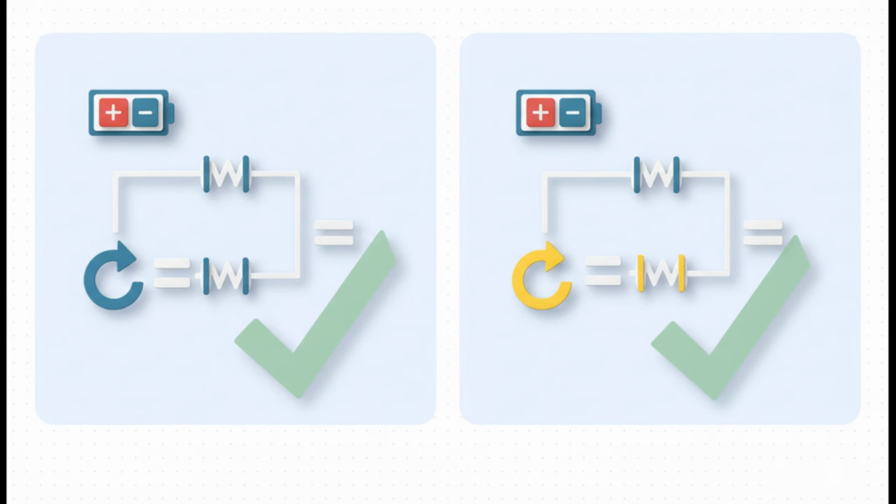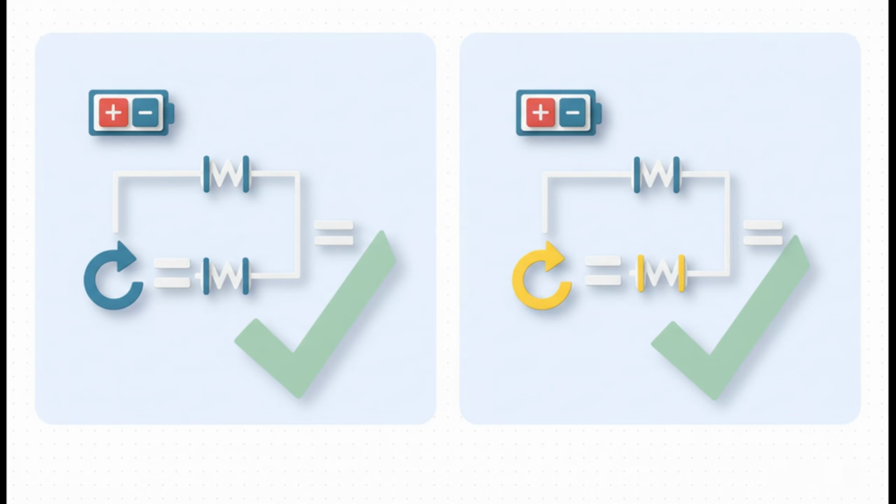And here's the proof. Let's look at loop 1, the path through R1. We can find the voltage drop using Ohm's law again, just rearrange it. Voltage equals current times resistance. So that's 5 amps times 2 ohms, which is 10 volts. It matches our source voltage.